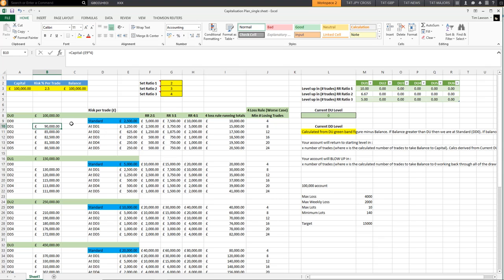Now, it's fairly obvious to me we don't want to be trading 2.5% on a $100,000 account if the maximum loss we're allowed is $4,000.